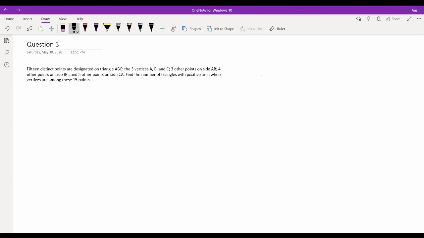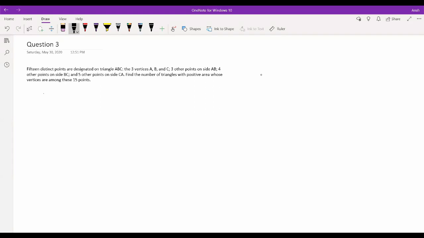So, let's try to simplify this a bit. What do we know about triangles? Well, obviously triangles are formed from any 3 points, right? So this would be the same as saying from these 15 points, we want to choose 3 points. These 3 points would be the vertices of our new triangle. So this would be 15 choose 3.